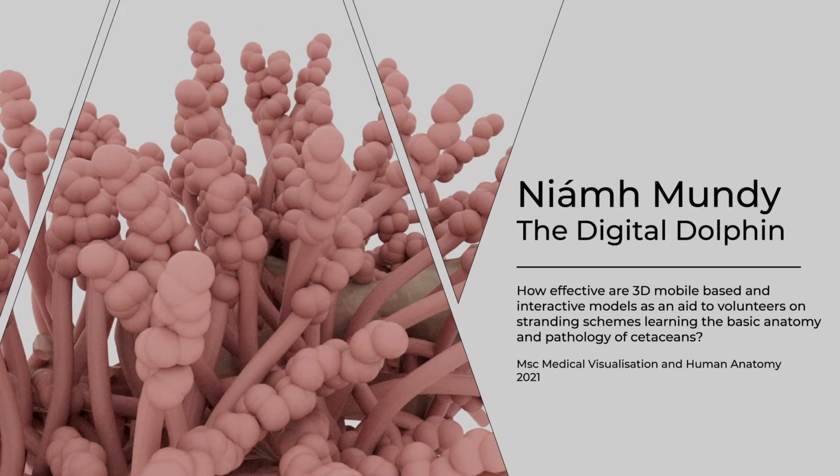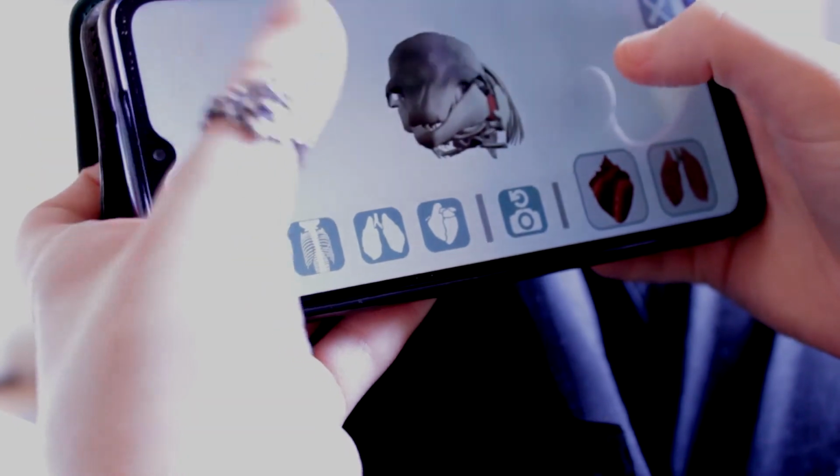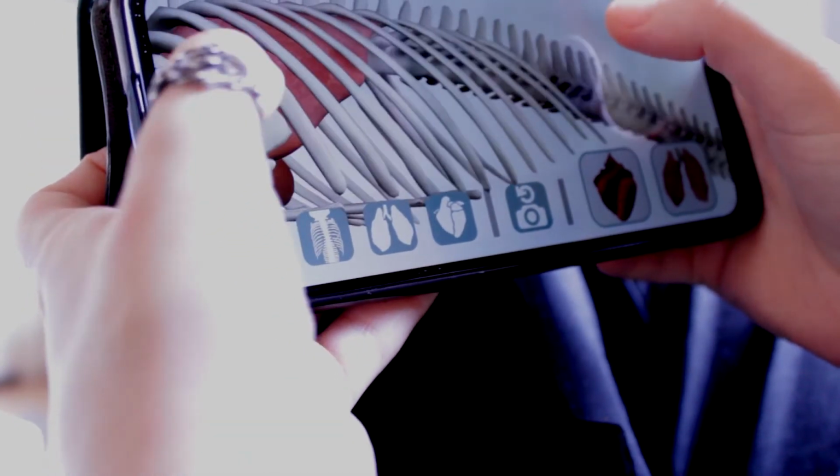Hello, my name is Niámh Mundy, and I will be presenting the project developed during my time studying for an MSc in Medical Visualisation and Human Anatomy at Glasgow School of Art and the University of Glasgow. My research focused on developing resources for cetacean stranding programme volunteers, as there are currently very little available.